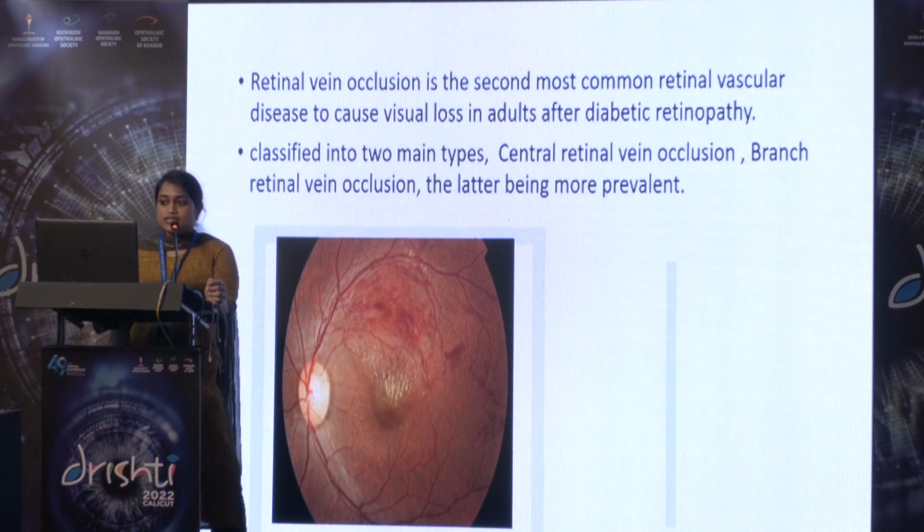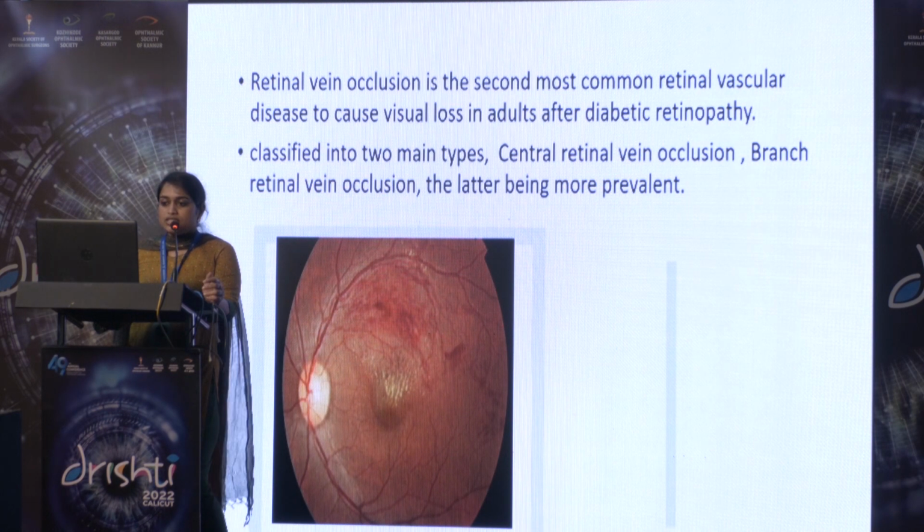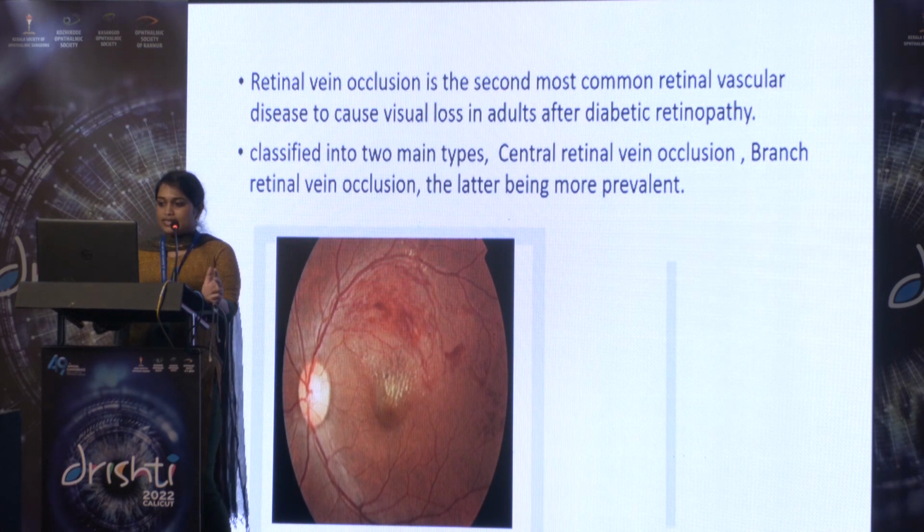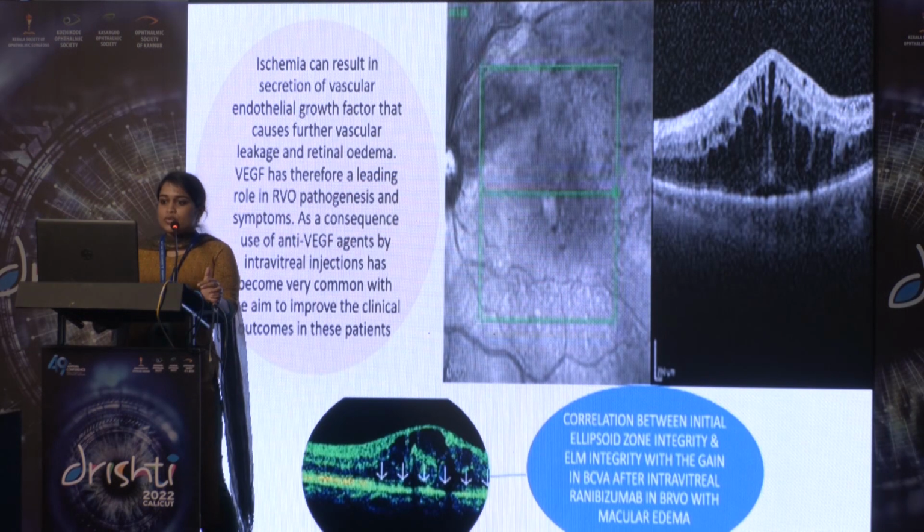Retinal vein occlusion is the second most common retinal vascular disease to cause visual loss in adults after diabetic retinopathy, and these are classified mainly into two types: central retinal vein occlusion and branch retinal vein occlusion, the latter being more prevalent. So ischemia can result in secretion of vascular endothelial growth factor.